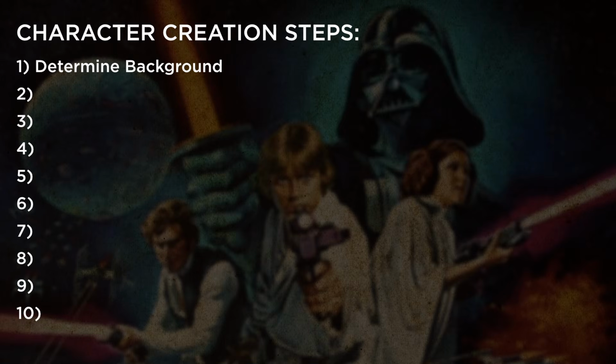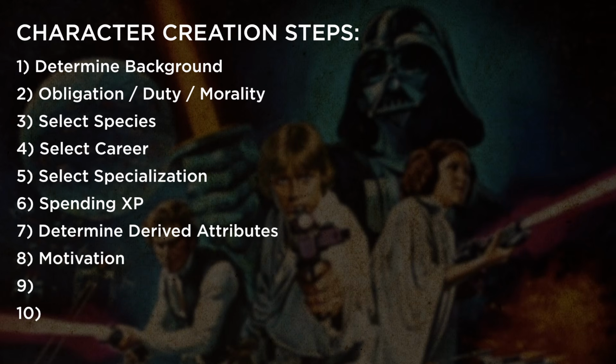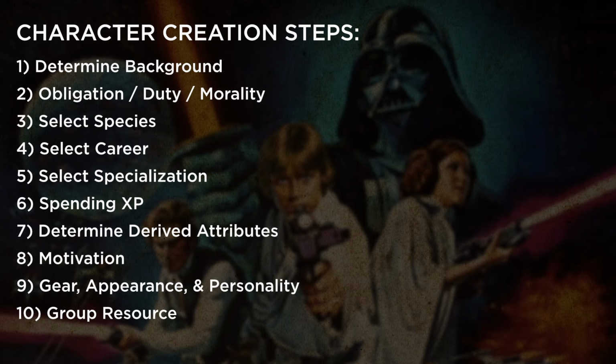Okay, so character creation goes through 10 different steps: character background, obligation, duty, morality, select species, select career and specialization, spend XP, determine derived attributes, select motivations, gear and appearance, and group resource.